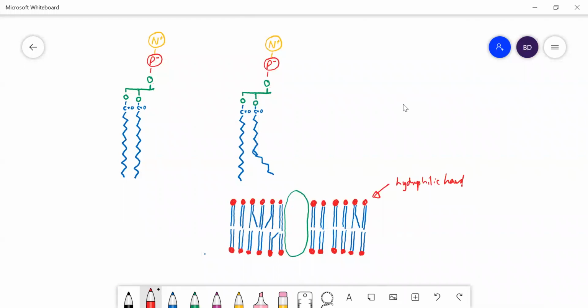So that is this bit here, the choline and the phosphate is charged, okay? And the blue, the double blue thing is obviously the fatty acids, okay? So that's hydrophobic.